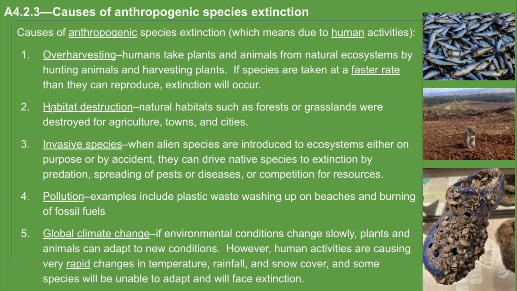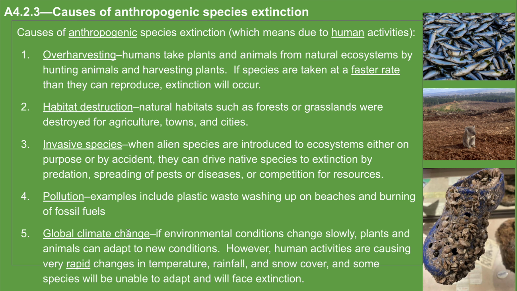Number 2, habitat destruction. Natural habitats such as forest or grasslands have been destroyed by humans for agriculture, towns, and cities. Number 3, invasive species. When alien species are introduced to ecosystems either on purpose or by accident, they can drive native species to extinction by predation, spreading of pests or diseases, or competition for resources. Number 4, pollution. Examples include plastic waste washing up on beaches and the burning of fossil fuels, which then also is driving our global climate change. If environmental conditions change slowly, plants and animals can adapt to new conditions.